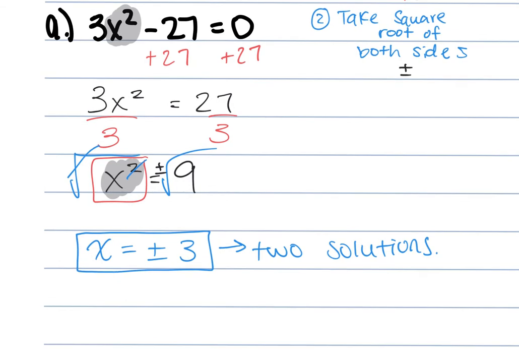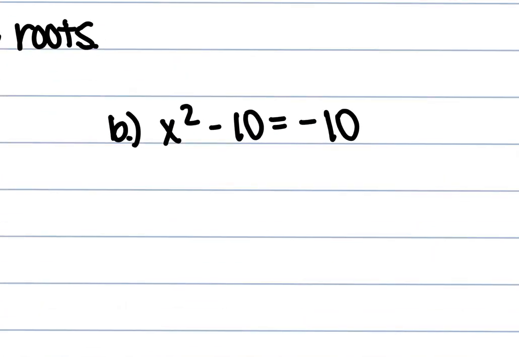Let's do another example. Let's do b. So when we're doing b, we start by isolating our square term. Our square term is x squared. So in order to isolate it, we would add 10 to both sides. We're going to get x squared equals 0, because negative 10 plus 10 gives us 0.